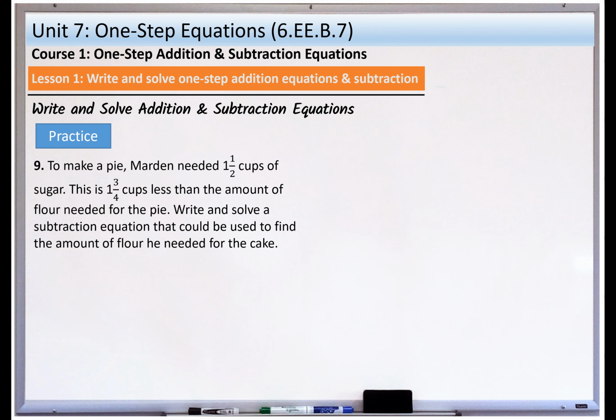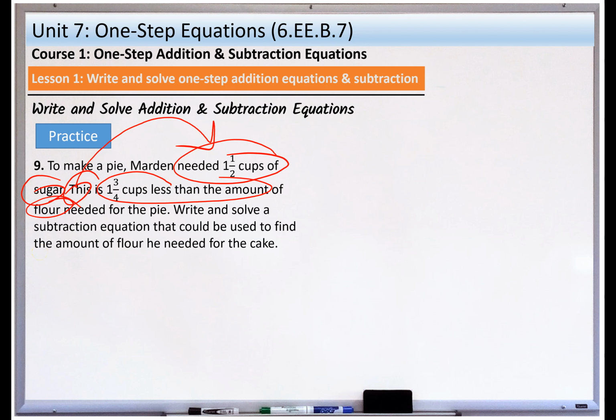To make a pie, Mardan needs 1.5 cups of sugar. This is 1 3/4 cups less than the amount of flour needed for the pie. So let's write and solve a subtraction equation that could be used to find the amount of flour he needed for the cake. So here's the way we wrote this, it's kind of challenging, but it's good practice. So he needed 1.5 cups of sugar. This, talking about the sugar, is 1 3/4 less than the amount of flour. So we have sugar and flour.